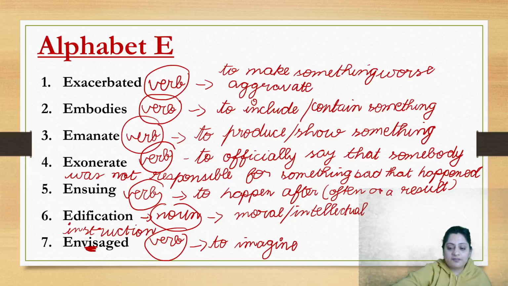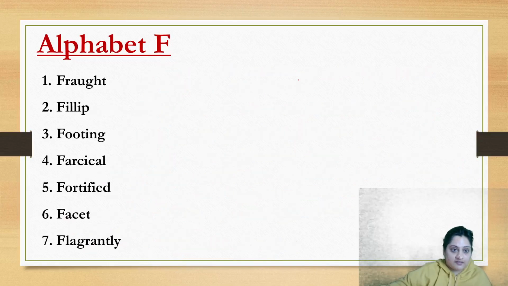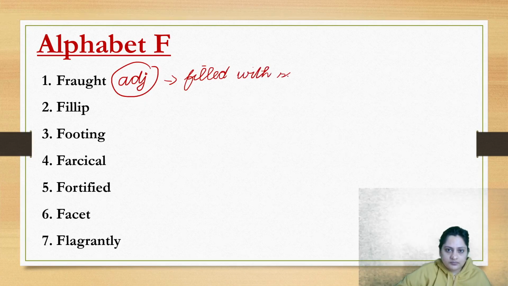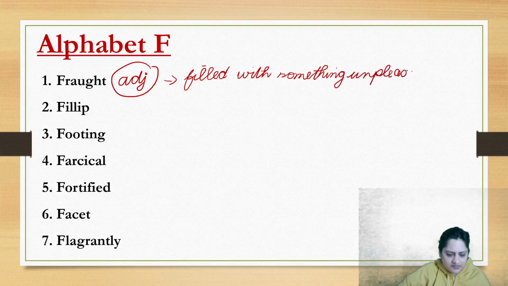The sixth alphabet is your F. Here we have again some common words which possibly you would have heard. So fraught is an adjective meaning filled with something unpleasant. When you talk about something negative, unpleasant, of a situation fraught with difficulty, a situation fraught with danger, fraught with something, right? Which is something not so great.